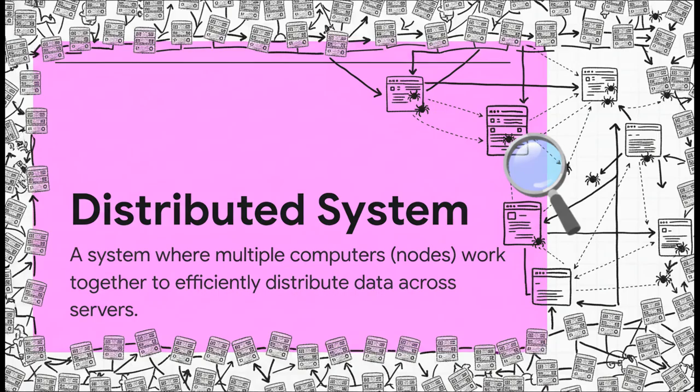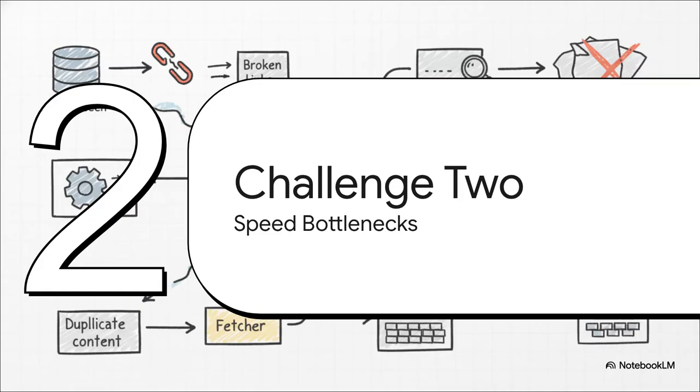You build an army. The solution is what we call a distributed system. Instead of one lonely computer, you have thousands, maybe hundreds of thousands of machines all working together, all sharing the load. They act as one single giant cohesive crawler that's capable of exploring millions of pages all at the same time.